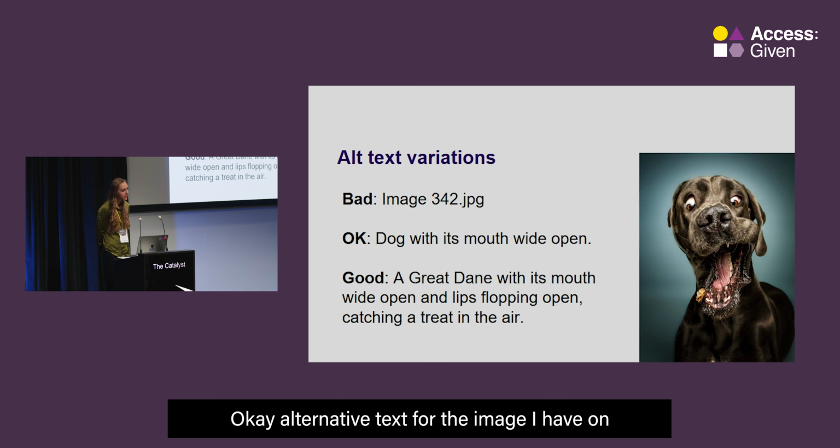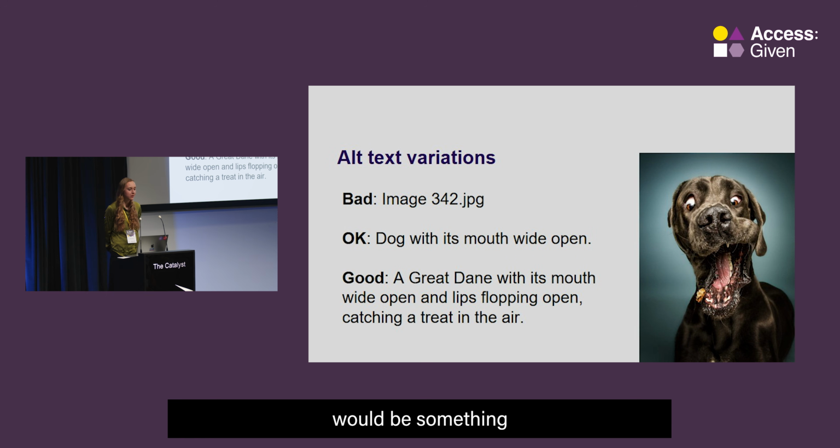Alternative text for the image I have on this slide would be something along the lines of dog with its mouth wide open. It's a literal description, that is what the picture is of, but actually it goes further than that. Alternative text can convey emotion, it can convey humour, it can convey any kind of emotion you want depending on what context you're using it in. On this slide I have a picture of a dog, but it's actually kind of funny, it might make you smile, and I'd like a screen reader user to get that same sentiment from the image.